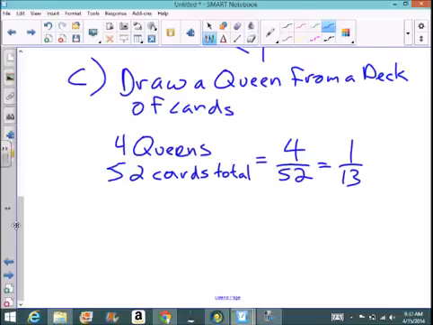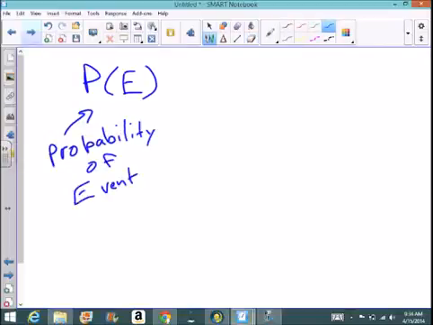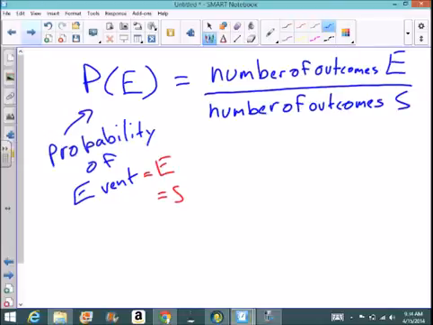And so in all three of those scenarios, the way that we calculated the probability of an event occurring was to take the total number of outcomes of the event occurring over the actual sample space. And so we could write it this way: the probability of an event occurring is equal to the number of outcomes of the event over the number of outcomes of the sample space, or all possible outcomes is another way that you could look at that, where E equals the event and S represents the sample space.